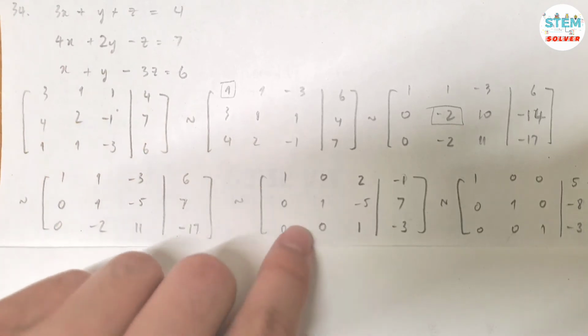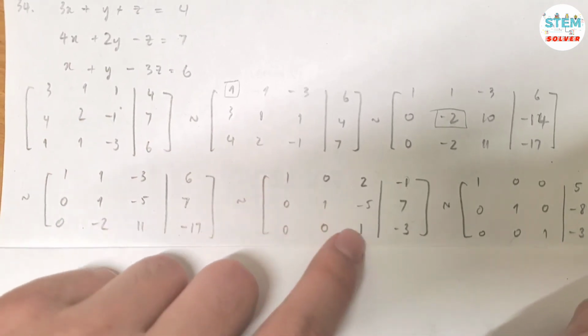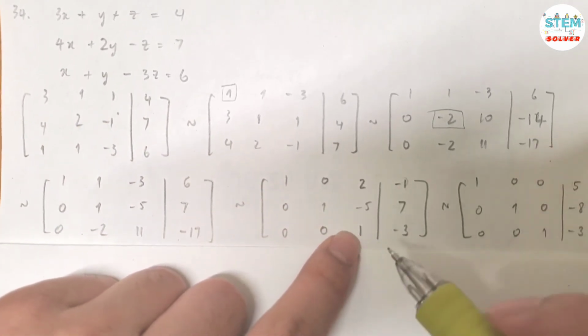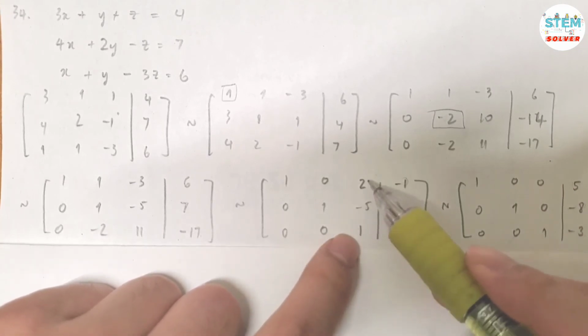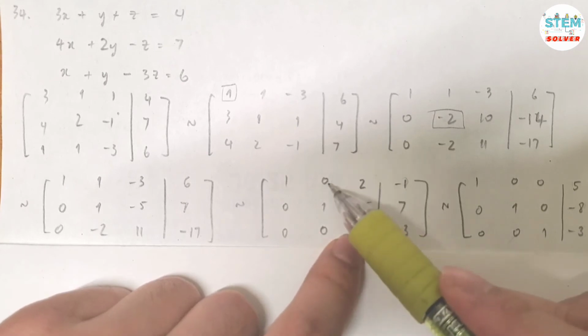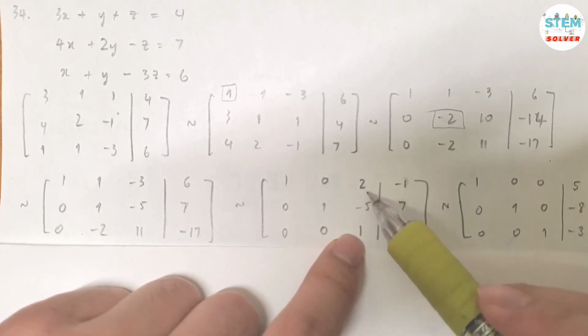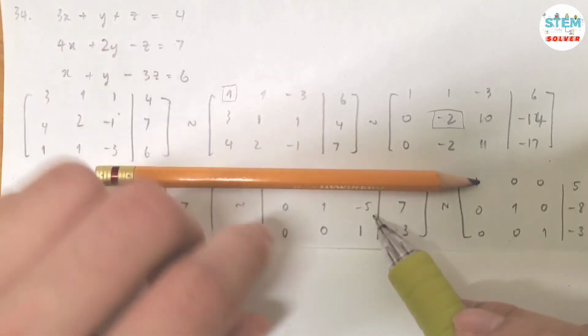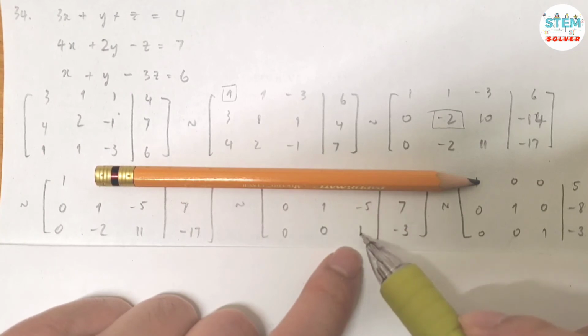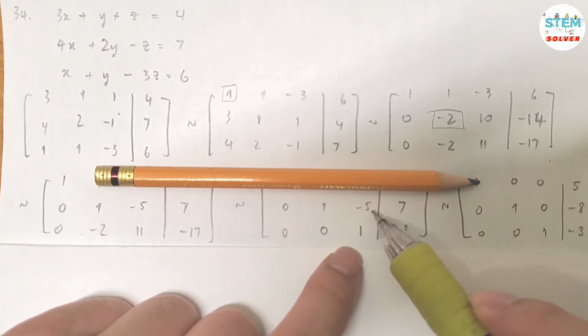Now I have the ones in the diagonal line. That's a good thing. Now I need to make this and this become 0. I already got this 0. Now I need to make this and this become 0. So let me do the second row first. In order to get this 0, I need to multiply the third row by 5 and add it onto the second row.